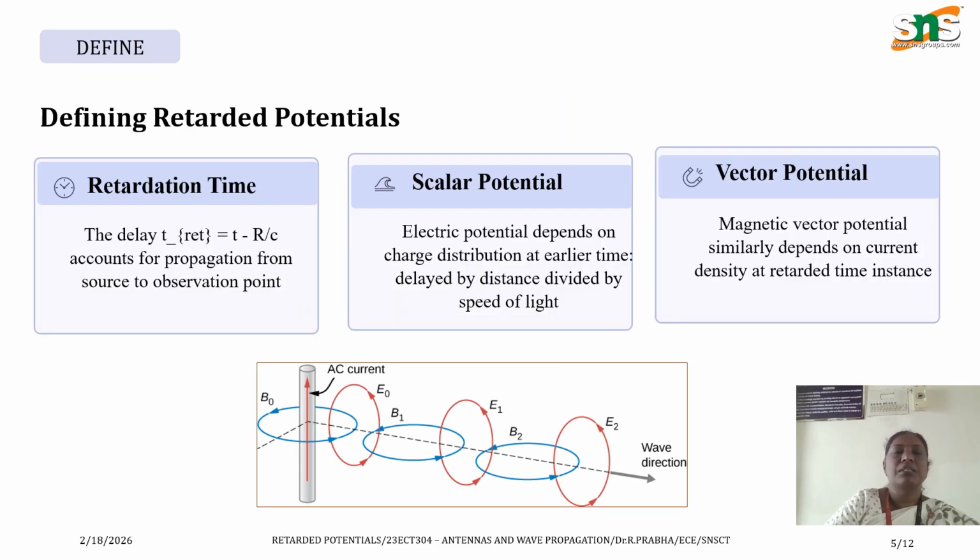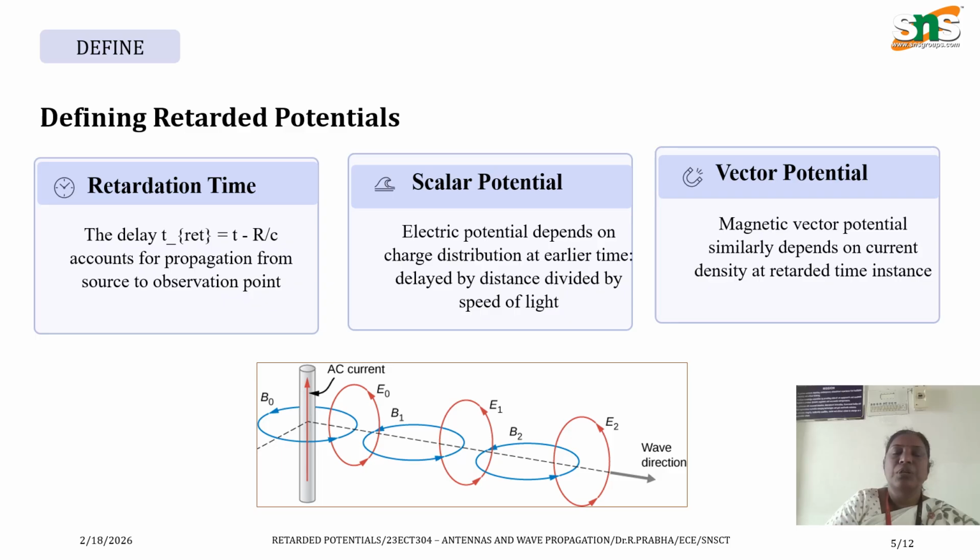So now coming to the define part, we are defining the retarded potentials. So first we see the retardation time. Retardation means delay. So the delay here is taken as t minus R by c, the time delay for the disturbance to propagate from source to the field of observation. Here t is the time, and R represents the distance between the source and the distant point or the field of observation, and c is the velocity of light, 3 into 10 power 8 meters per second.